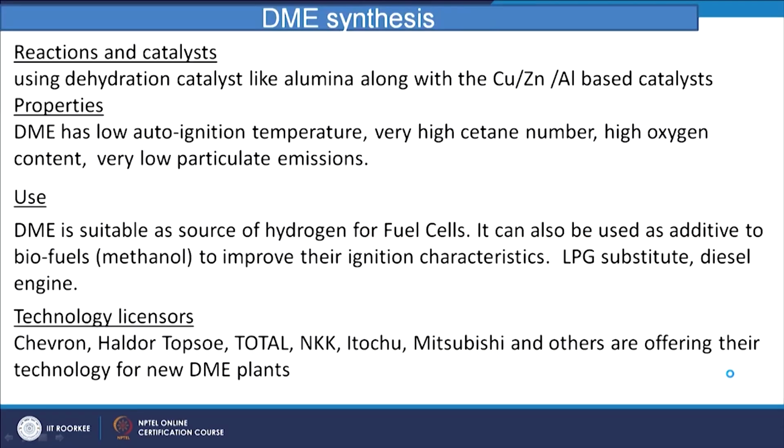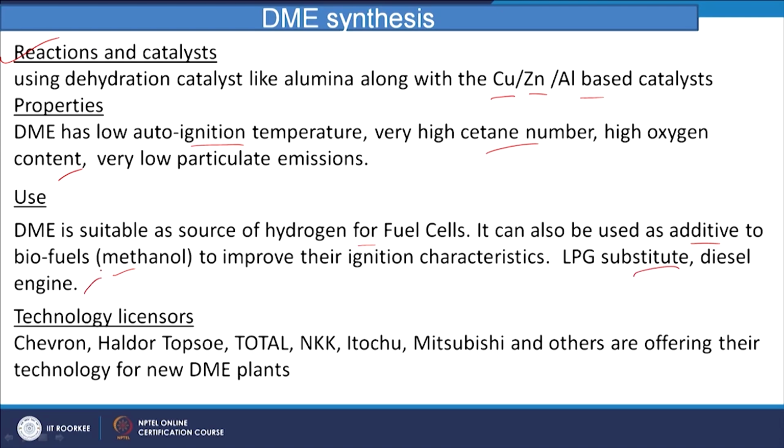So, for DME synthesis we see the reactions and catalyst. Using a dehydration catalyst like alumina along with a copper, zinc and alumina based catalyst, we can get DME from the methanol. DME has low ignition temperature, very high cetane number, high oxygen content and very low particulate emissions. That is the advantage of DME, and it is suitable as a source of hydrogen for fuel cells. It can also be used as an additive to biofuels to improve their ignition characteristics, as an LPG substitute, and in diesel engines.